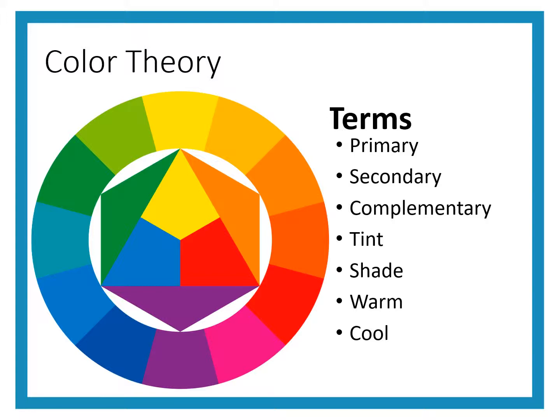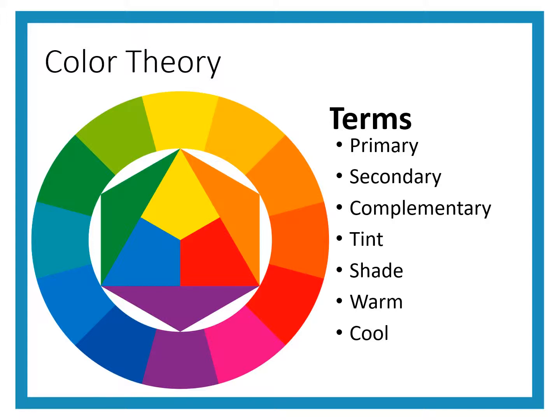The first term is primary. So primary colors are going to be red, blue, and yellow. And the secondary colors are mixes of your primary colors. So yellow and blue make green, yellow and red make orange, and blue and red make purple. So green, orange, and purple are your secondary colors.